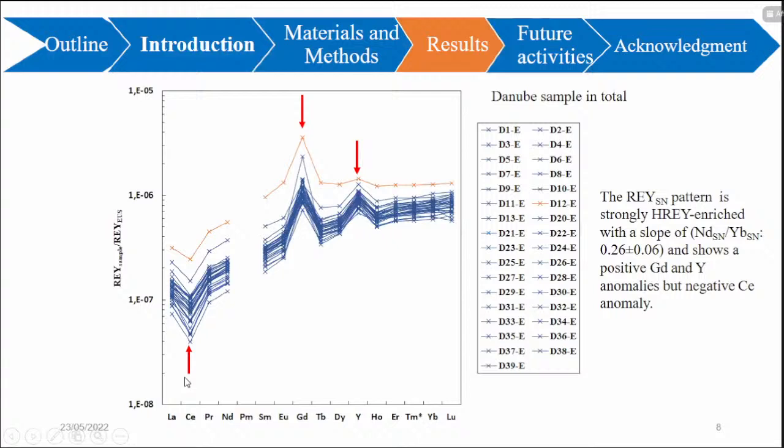When we see the results, this is the Danube. In this case, in the sample of this one, there is a negative cerium anomaly and a positive gadolinium and yttrium anomaly, where in this case the pattern shows that the river is enriched with the heavier rare earth elements. So they show the same pattern. All the sampling sites indicate the same pattern where they are enriched with the heavier rare earth elements.